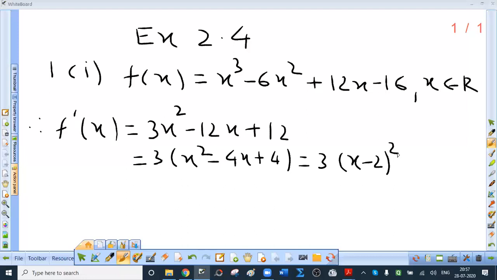Now next part is important. So I can say this is greater than or equal to 0. Let me explain. For all x belonging to capital R.